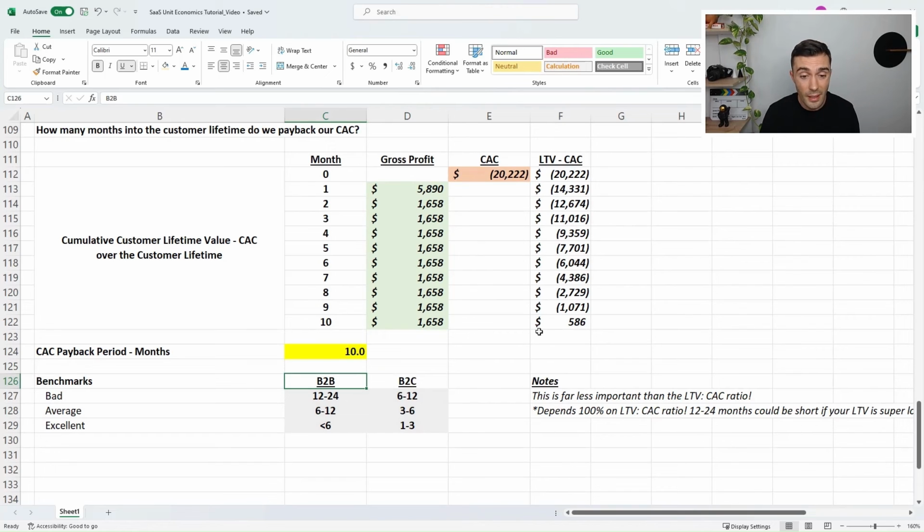For B2B, bad is generally 1 to 2 years. That's pretty long to pay back your CAC. 6 to 12 months, which is the range we're in, is average. It's not that long to pay back the CAC, but it takes a while to get your capital back. And then less than 6 months is considered excellent. For B2C, bad is 6 to 12 months because there's so much churn that can make the business really hard to run. Average would maybe be 3 to 6 months, and excellent would be 1 to 3 months.